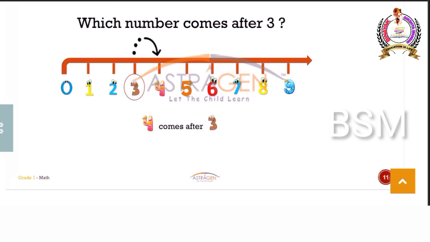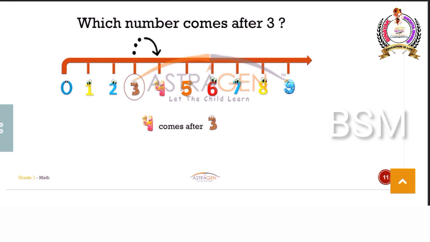Did you see, children? For before I said left, but for after it is right. And the number is also bigger than the number that I asked for. I said which number comes after 3? 4 is bigger than 3, correct? And 4 is on the right of 3. So look at your right hand. Which number is it touching? The number 4.